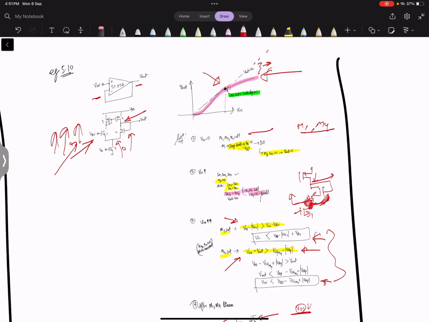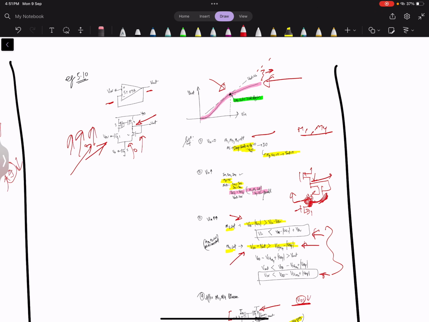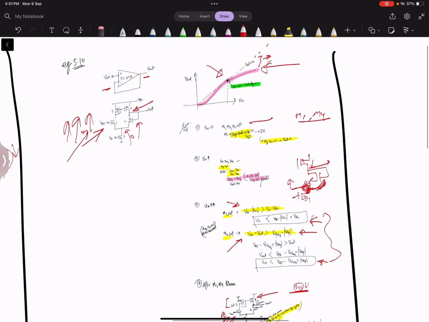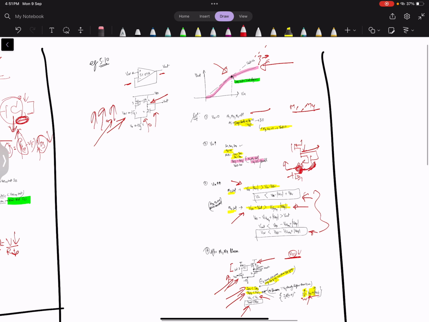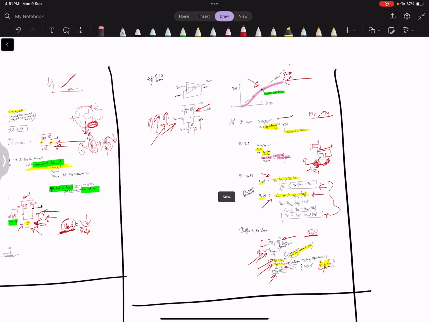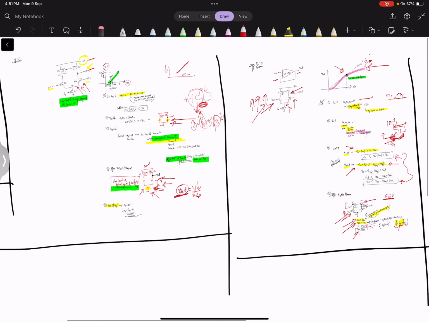Okay, so this is the basic characteristic of the unity gain amplifier. In this way we can do some large signal analysis of the transistors, large signal analysis of the 5 transistor operational transconductance amplifier. So this is the very basics of the way we can analyze the circuit. Okay.